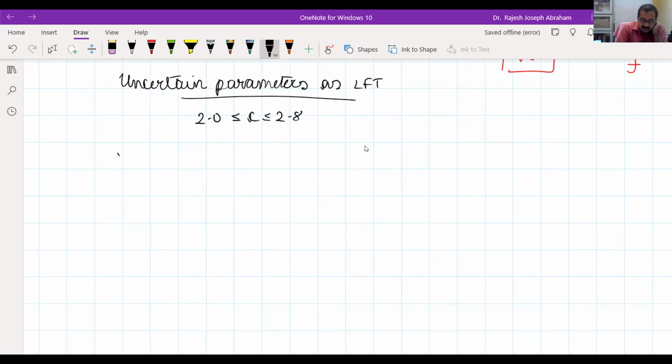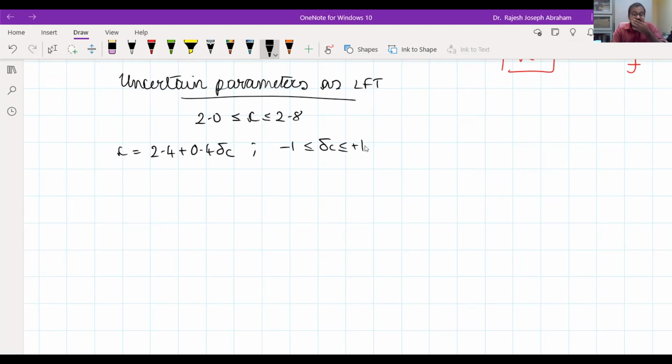That means I can write this as C equal to... So what will be the average? It will be 2.4, right? 2.4 plus 0.4 will give 2.8, minus 2.4 will give you 2.0. So I can write this as 2.4 plus 0.4 delta C, where my delta C can take values between -1 and +1. I can write it like this: 2.4 plus 0.4 delta C.